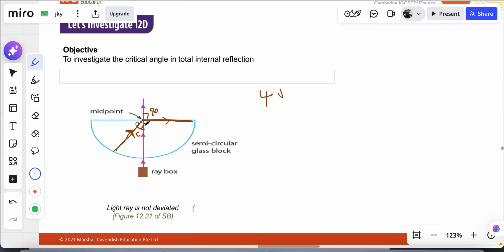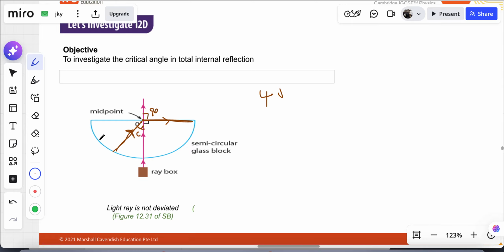So when most of the ray is refracted to pass through the boundary between the two media, at 90 degrees to the normal, the angle of incidence that creates that phenomenon is called the critical angle. You must be able to define this in a physics exam. You must be able to illustrate it in a physics exam. You must be able to demonstrate it in a physics exam.